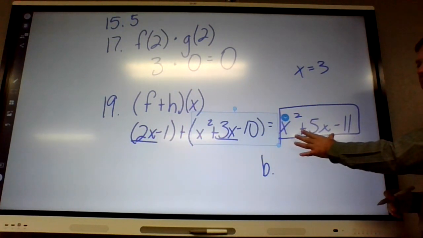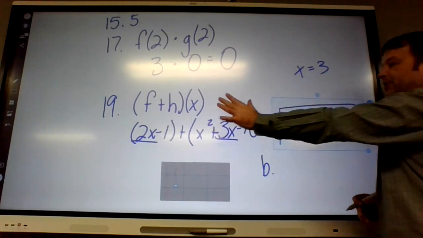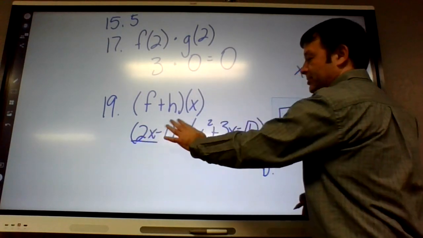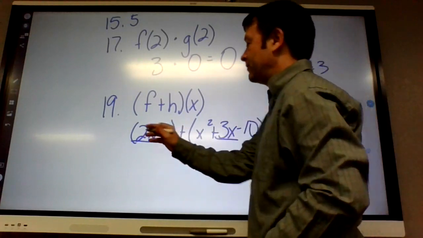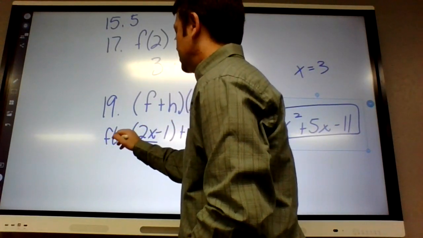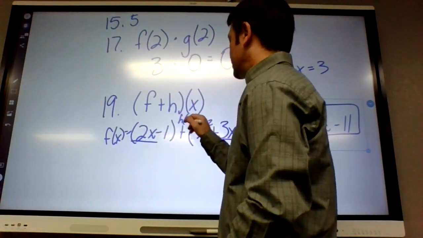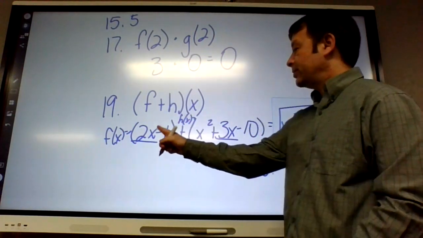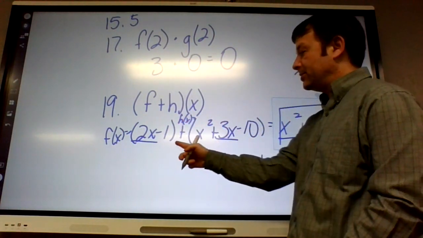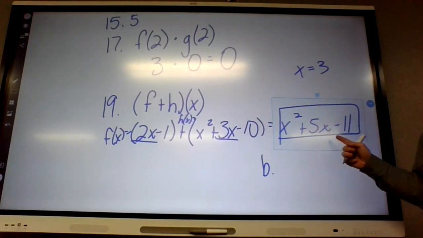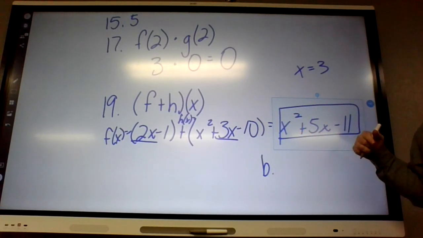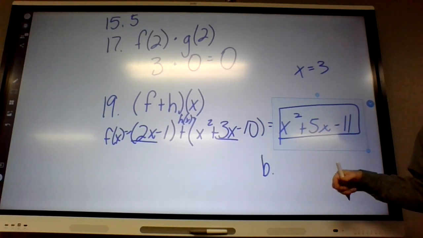Does that make sense? They want to show if we put 3 in on this side before they were simplified, like this was the f of x, this was h of x, if we plug in 3 here and here and add them together, that's the same thing as just plugging in 3 to our simplified function. Okay, I'll do this on the odds, I'm not going to make you do it on the evens. So on the evens you just do the A.